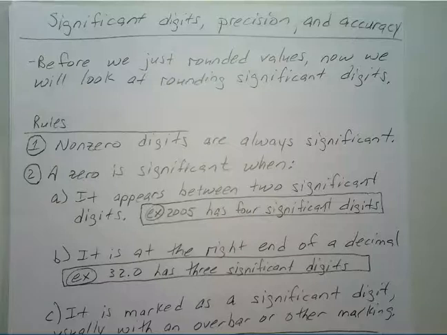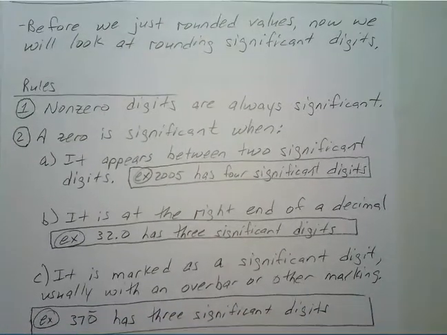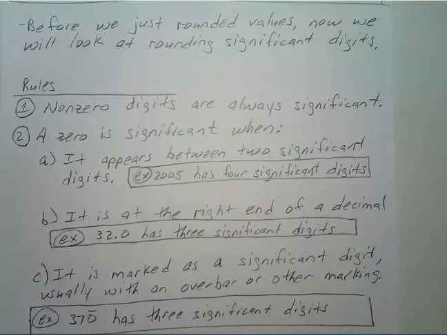Okay, first, non-zero digits are always significant. If you have a 1, a 2, a 5, a 7, doesn't matter. 1 through 9 are always significant. Now, when it comes to zeros, that's a different story, because you have some situations where a zero is significant and some situations where they aren't.